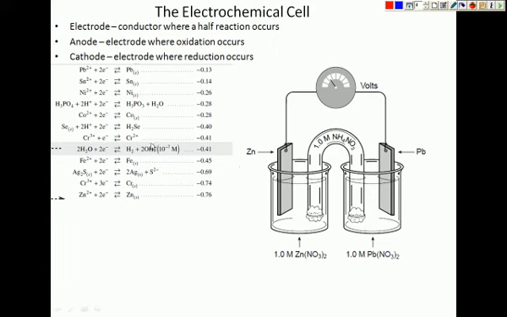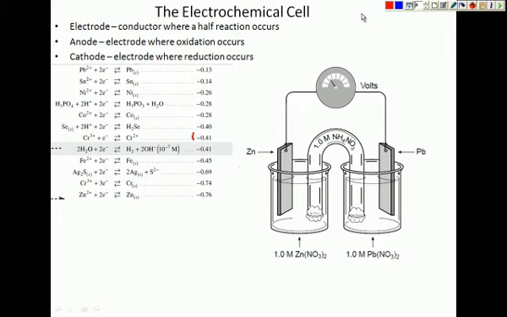Hey, it's Mr. Lum again, and we're going to continue on with some Chapter 5 stuff for Unit 5, and today we're going to be talking about the electrochemical cell. So first we have to do a little bit of vocabulary. The first vocab word is electrode. An electrode is a conductor where a half reaction occurs.